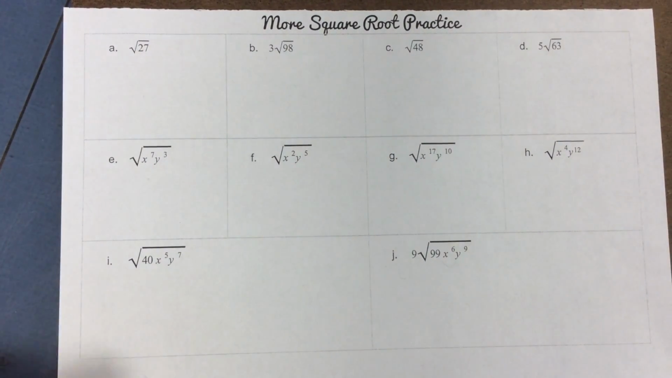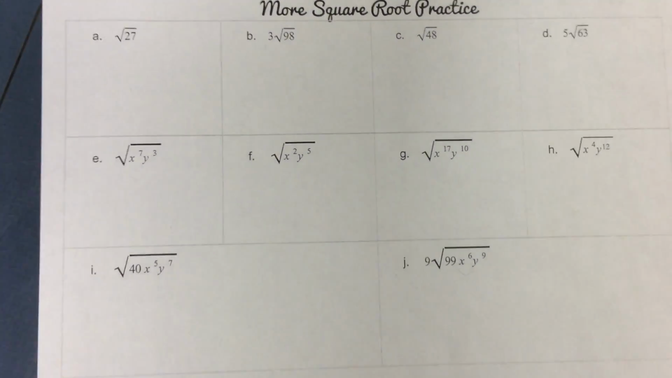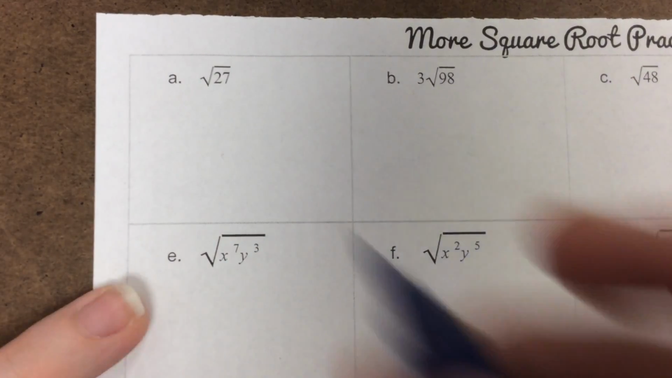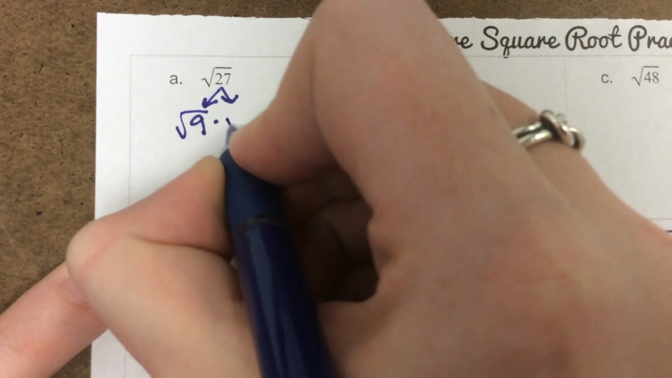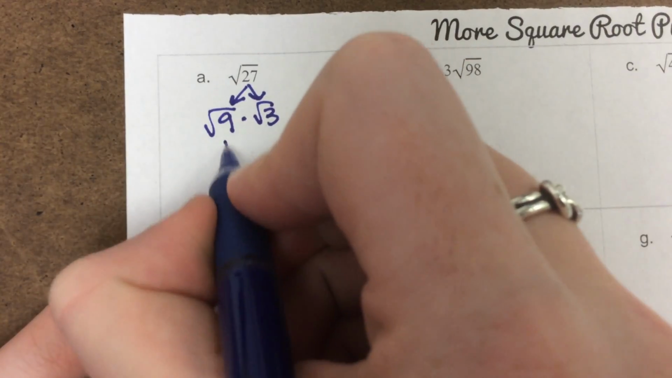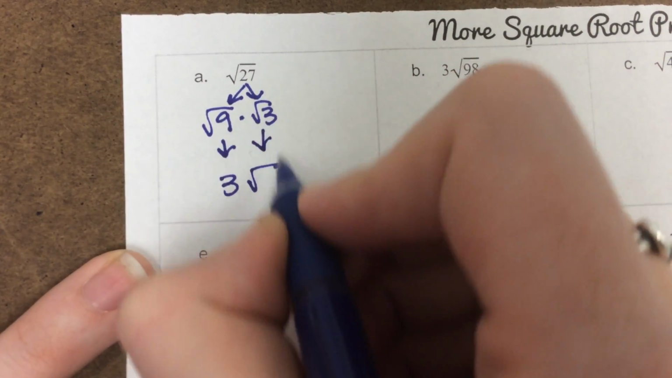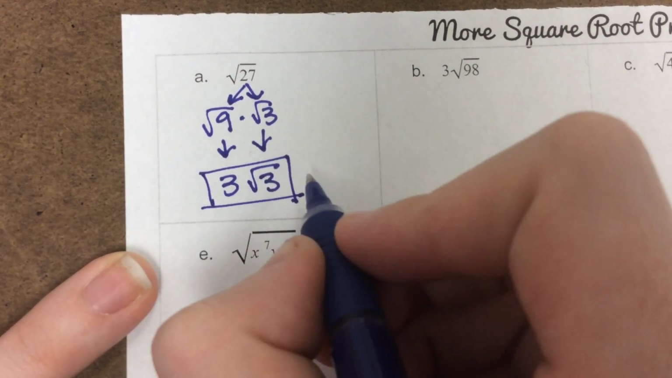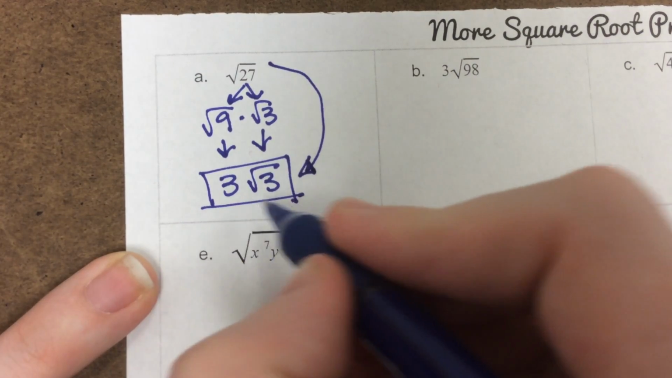Square root of 27. I'm going to zoom in a little bit here. All right, the square root of 27 you can break up into 9 and 3. Square root of 9 times the square root of 3. I know the square root of 9 is 3, so my answer, the square root of 3 is messy, so I'm going to leave it that. The square root of 27 simplified is 3 square roots of 3.